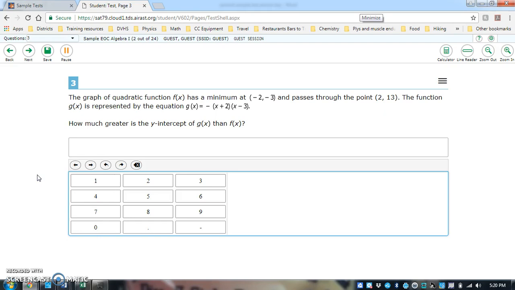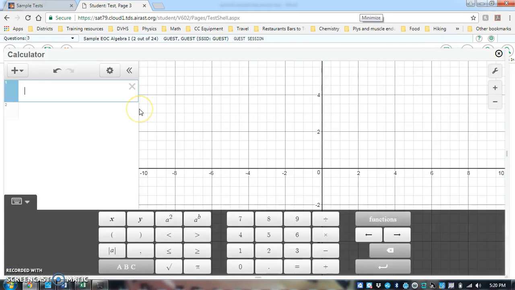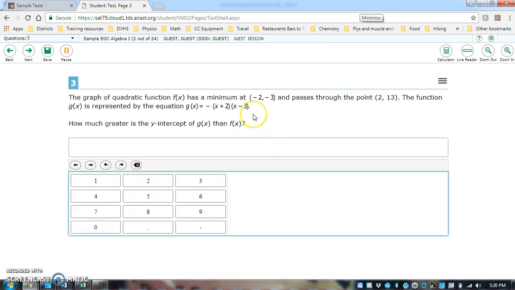We can just plug this into our calculator. So I'm going to go do that right now. G of x, so I'll put in y is equal to negative x plus 2 times x minus 3. I believe that is the correct equation. And I can just close this box, it'll come back up.